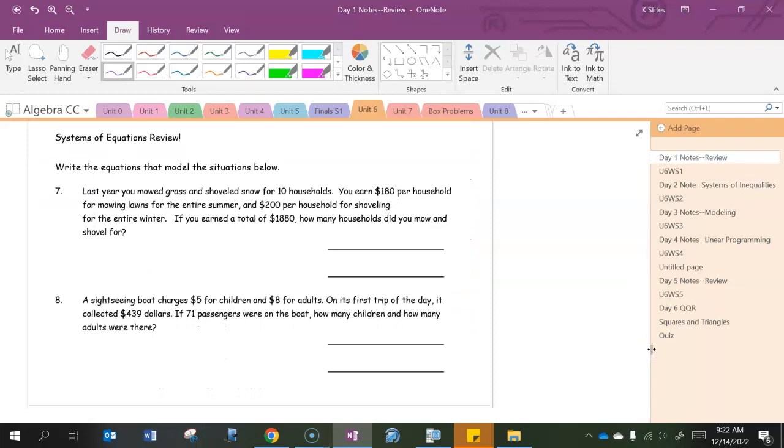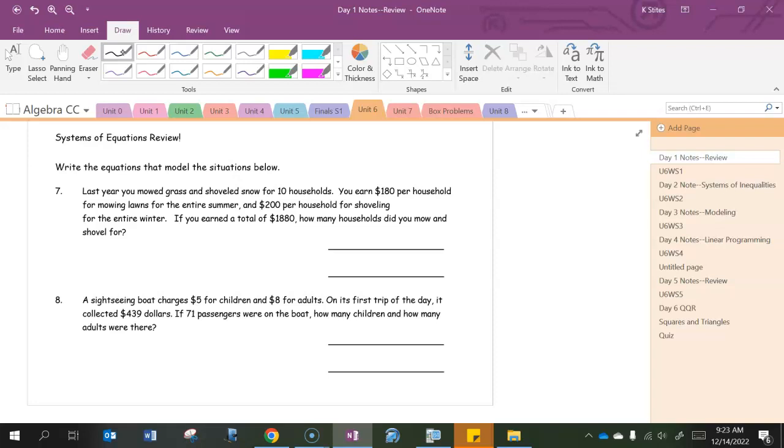Finally, we have systems of equations review. We're going to write the equations that model the situations below. Last year, you mowed grass and shoveled snow for 10 households. You earn $180 per household for mowing lawns for the entire summer and $200 per household for shoveling for the entire summer. If you earned a total of $1,880, how many households did you mow and shovel for?